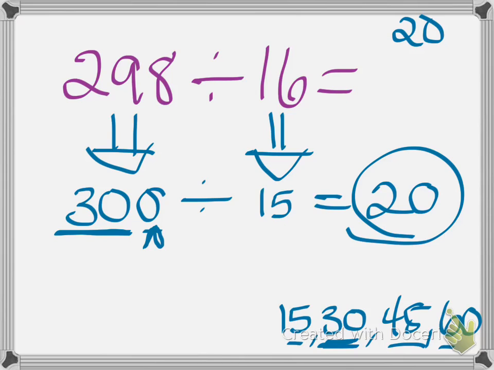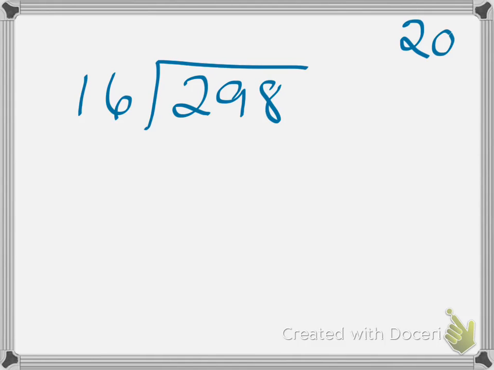You know what? I'm going to erase everything. 20 was my estimate. Okay, so I have 20 is my estimate. My problem was 298 divided by 16. I think my answer is probably going to be close to 20. So I'm going to start with 29 divided by 16. Let's see if 2 works there. 2 times 16.